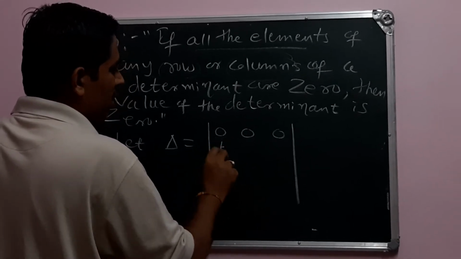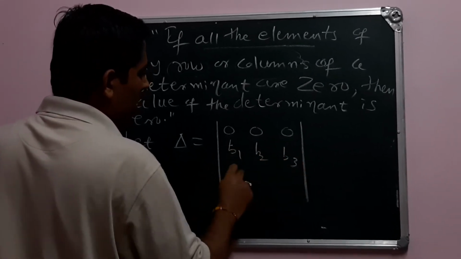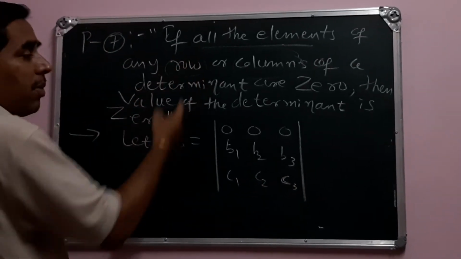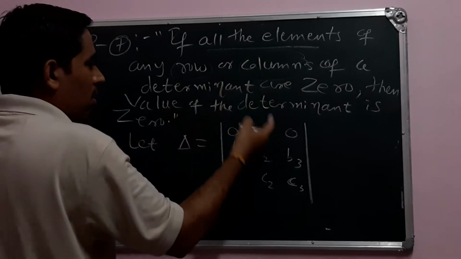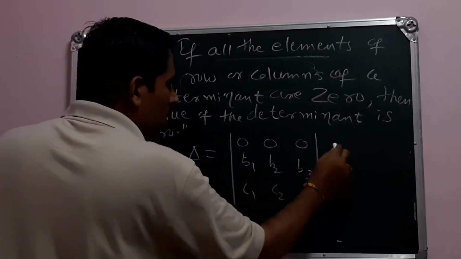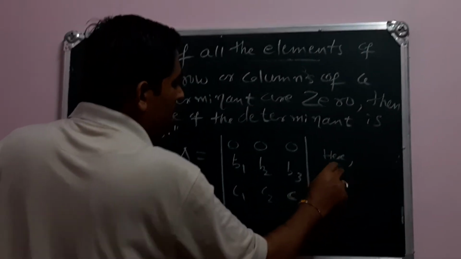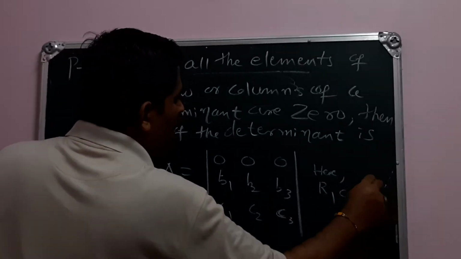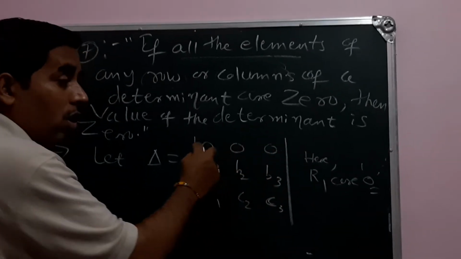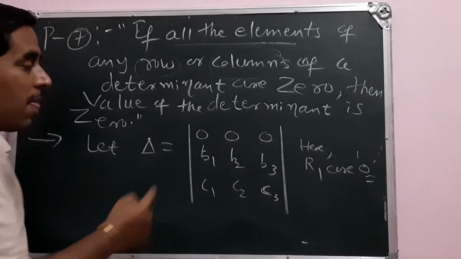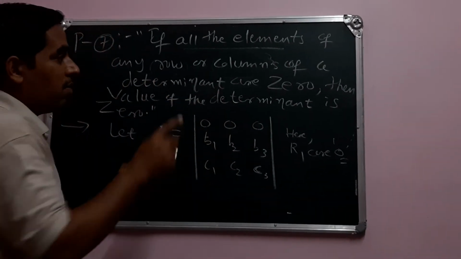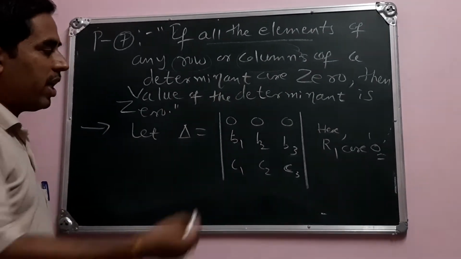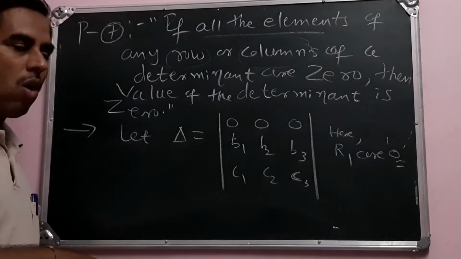Then I will write C1, B2, B3, C1, C2, C3. Observe here what the property says: if all the elements of any row or column, here you are observing that the elements of the first row are zeros. First row, all the elements are 0, then the property says the value of the determinant is 0. We need not expand that, we can directly write it as 0. See whether it becomes 0 or not.